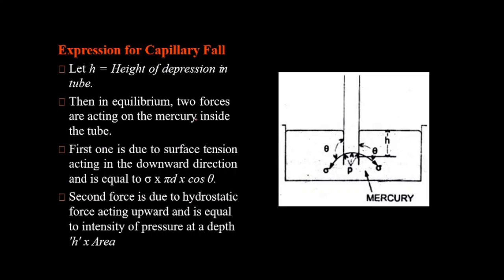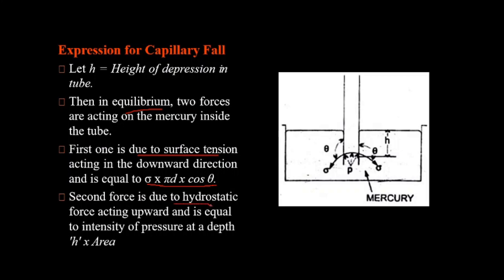Then in equilibrium, as in the capillary rise, two forces are acting on the mercury inside the tube. First one is due to the surface tension, another one due to the weight. The first one, due to the surface tension, will be sigma pi d cos theta. It will not change, it will be the same: sigma into pi d into cos theta.